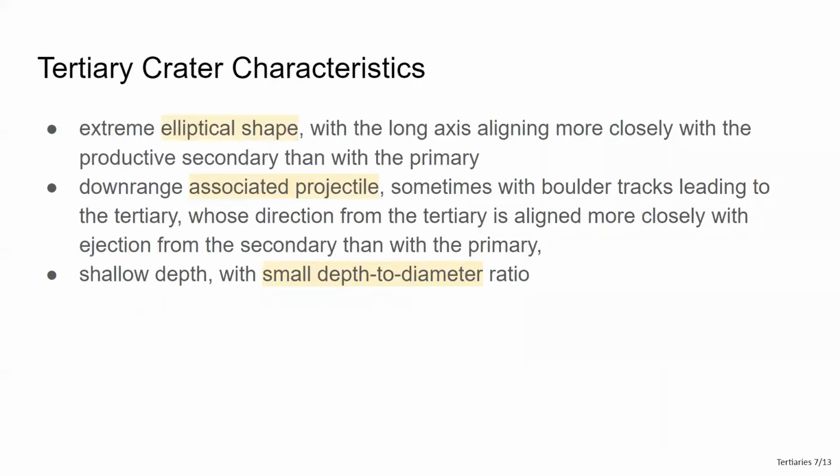All right, so using the two tertiary fields of Cheese and Gromit, we're presenting this list of tertiary crater characteristics, just like those secondary crater characteristics that I defined earlier, but this time for tertiaries. We have an extreme elliptical shape with the long axis aligning more closely with the reductive secondary than with the primary. They sometimes have associated downrange projectiles, and those sometimes have boulder tracks leading to the tertiary. And for that whole system of the projectile and the tertiary, the long axis tends to be aligned more closely with ejection from the secondary than from the primary. And they tend to have a shallow depth with a small depth to diameter ratio. So using this list, you too could look for tertiaries.